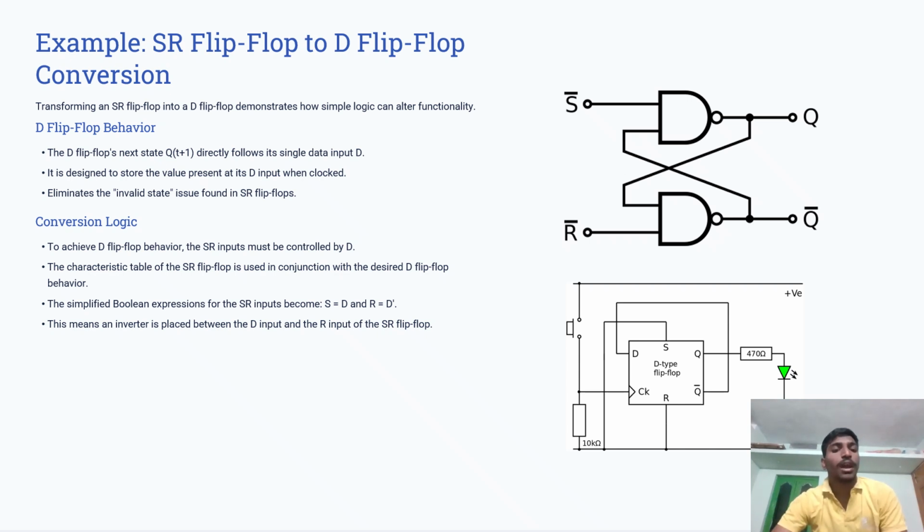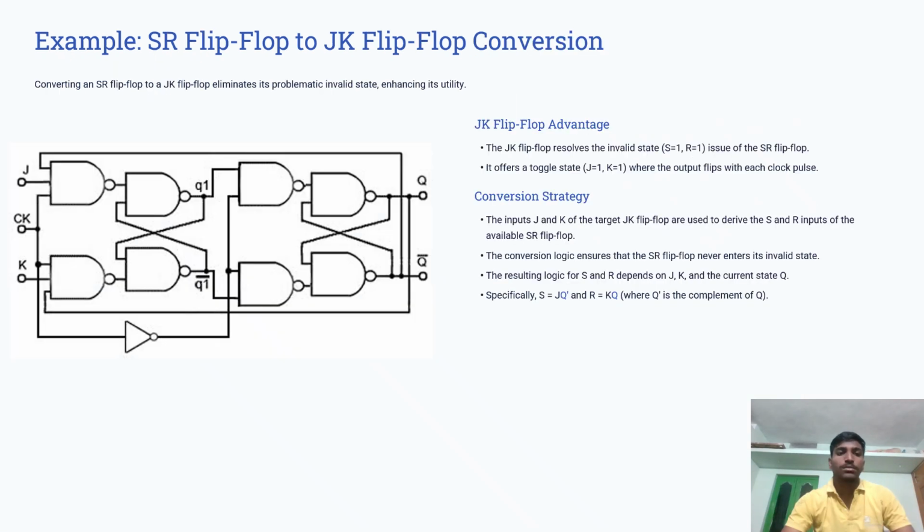This means an inverter is placed between the D input and the R input of the SR flip-flop. Example: SR flip-flop to JK flip-flop conversion. Converting an SR flip-flop to a JK flip-flop eliminates its problematic invalid state, exchanging its utility.